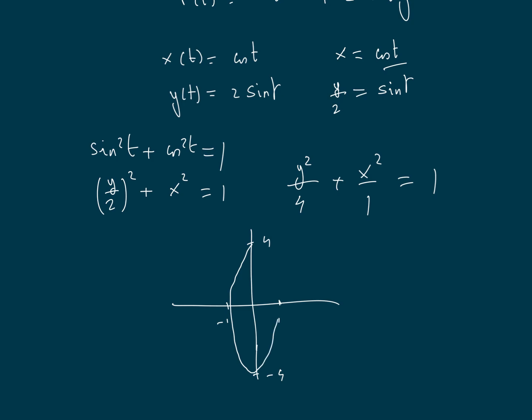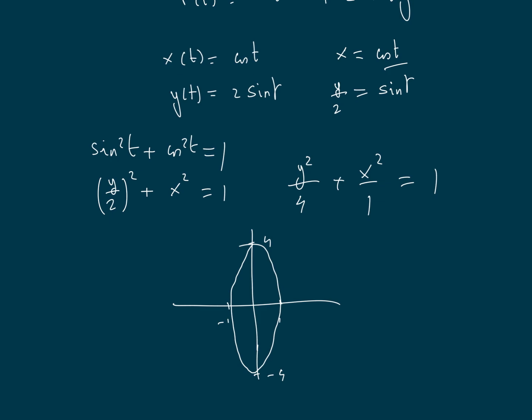So the r of t starts at what position? When t equals zero, cosine of zero is one, and x of t i plus y of t j. When t equals zero, sine of zero is zero, plus zero. So at the initial time t equals zero, the position vector is one i, is this one.